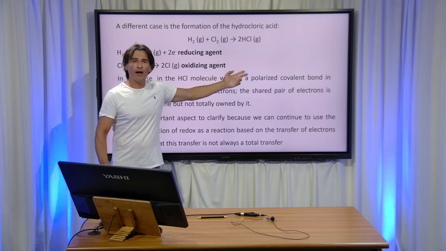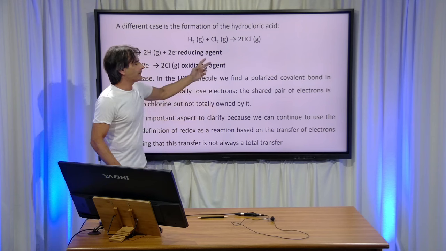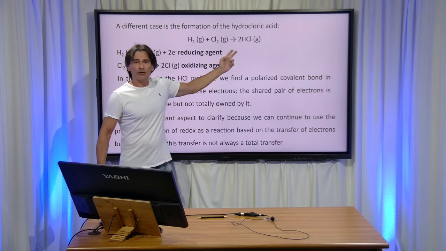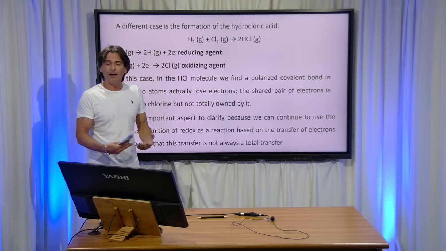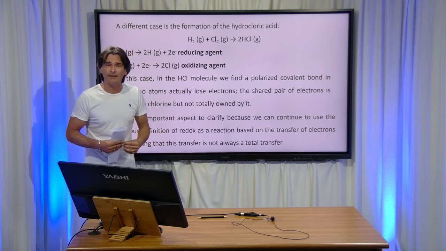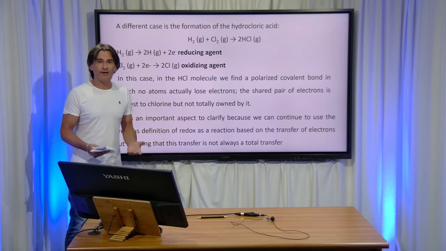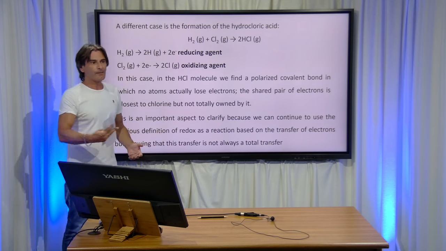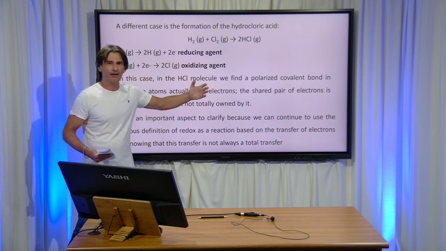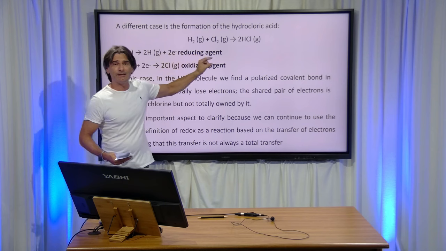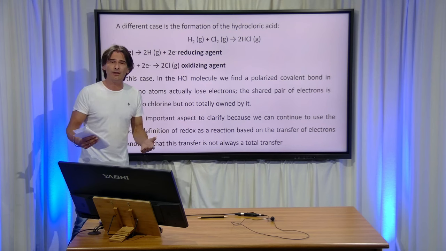A molecule in which we have a covalent bond that is polarized. Polarized means that the pair of electrons shared between these two atoms is closest to the chlorine, that is the element with the higher electronegativity. In this case, what can we say? That there isn't a real transferring of electrons. We can use maybe the term shift, a movement or displacement of the electronic charge, but not a real complete transferring. And this is a thing we have to consider, we have to know.